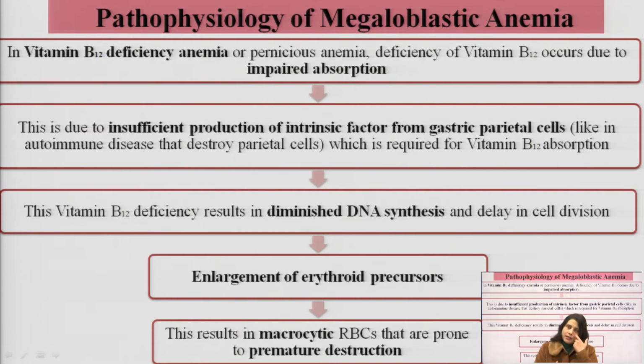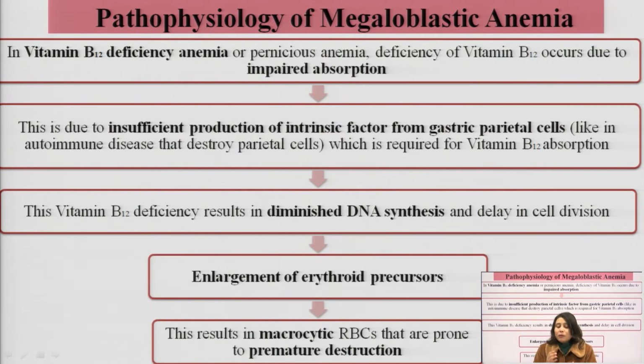It is a type of autoimmune disease which basically destroys the gastric parietal cells. When there is destruction of gastric parietal cells, there will be insufficient production of intrinsic factor, and this intrinsic factor is mandatory. It is required for the absorption of vitamin B12 in the GIT, in the gut. So due to this autoimmune disease, vitamin B12 deficiency occurs. There is impaired absorption of vitamin B12. Now when there is impaired absorption, there is diminished DNA synthesis, because I told you vitamin B12 is indispensable, it is mandatory for the synthesis of DNA.